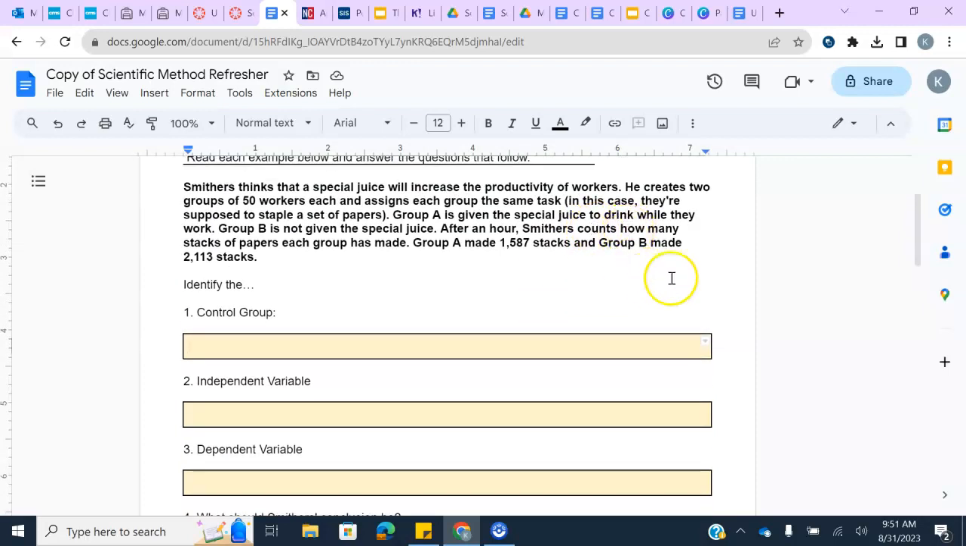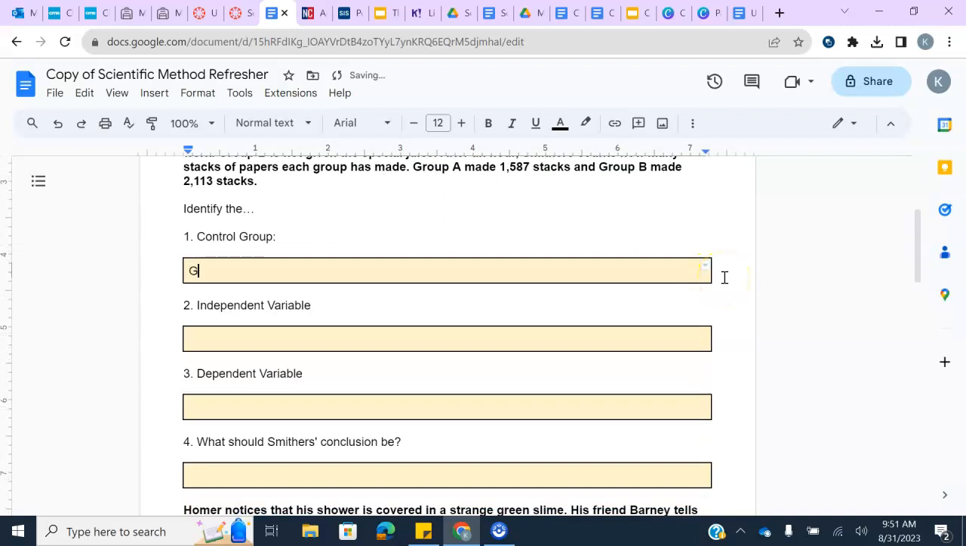So here, the control group is going to be Group B. So the group without the juice. And this is because on a normal day-to-day basis, these workers don't have this special juice. So this is what they would be like under normal conditions.